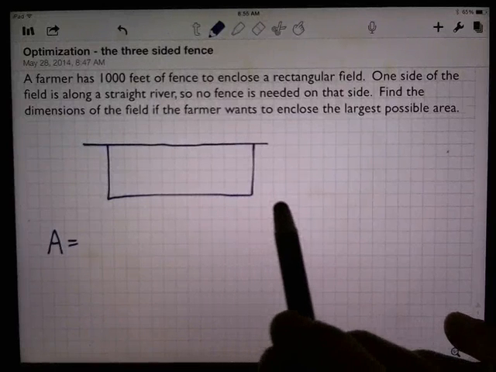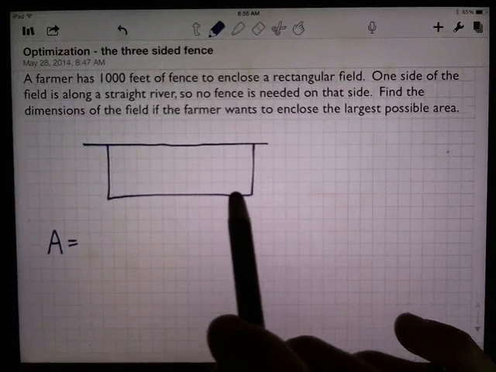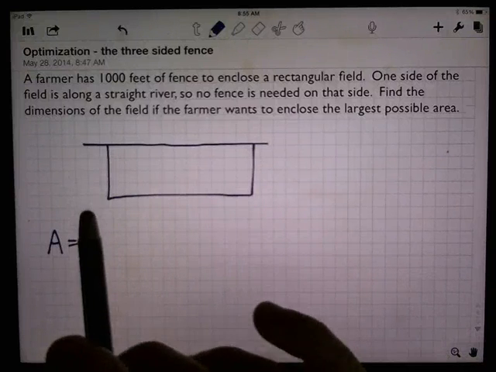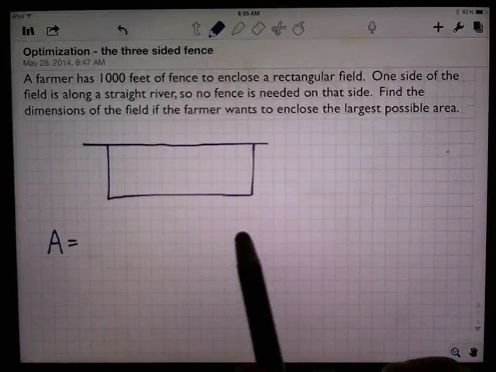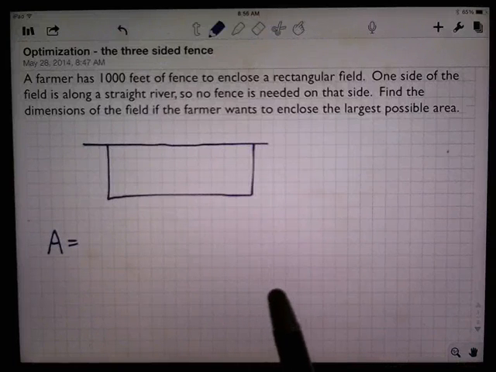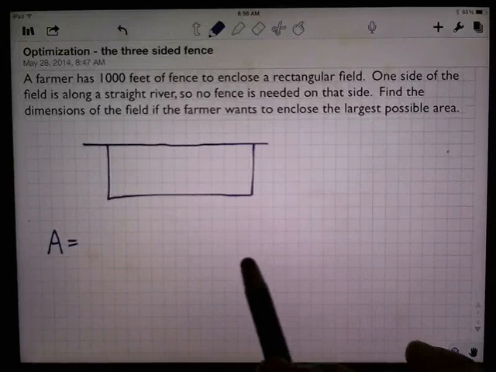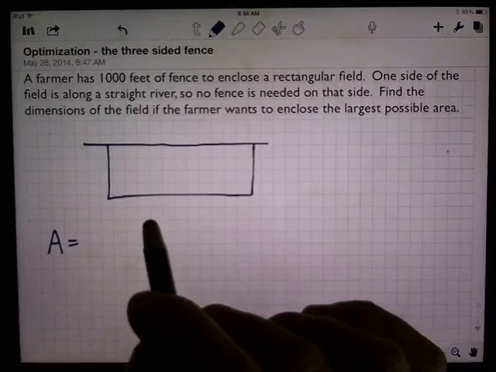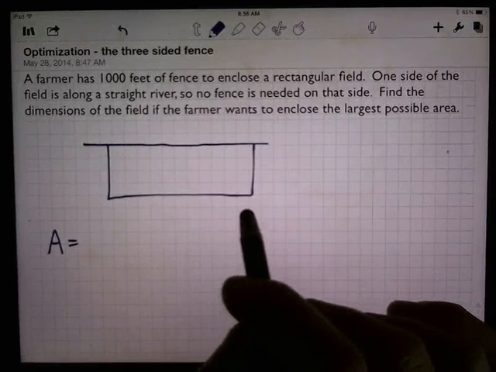If it had said, he needs 1,000 square feet, how much fence would he need? What's the minimum length of fence? Well, then the question is minimum length of fence. So length equals, establish what's trying to be maximized or minimized. In this case, it's area. Now I need to say, what are my variables? What are the things that can change?